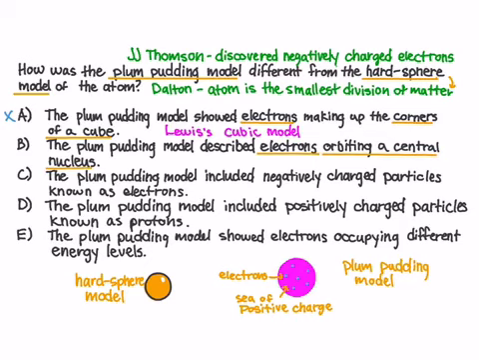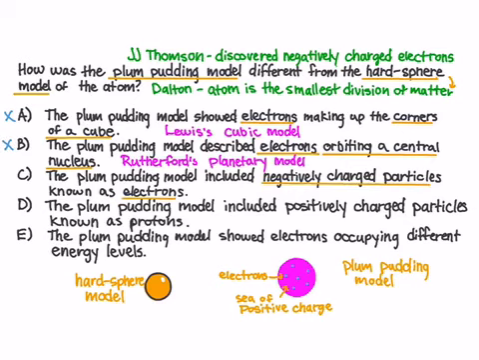The second answer choice says that the Plum pudding model described electrons orbiting a central nucleus. The nucleus of the atom wasn't discovered until after the Plum pudding model was proposed. This answer choice is actually a reference to Rutherford's planetary model of the atom. So it's not the one we're looking for.